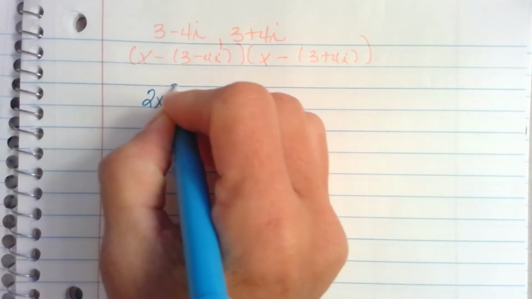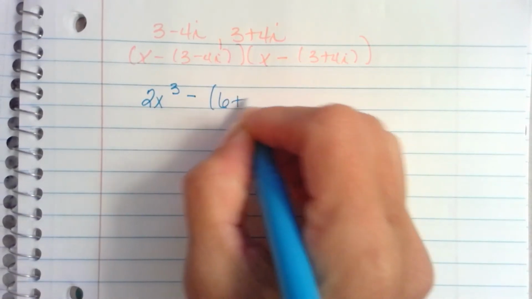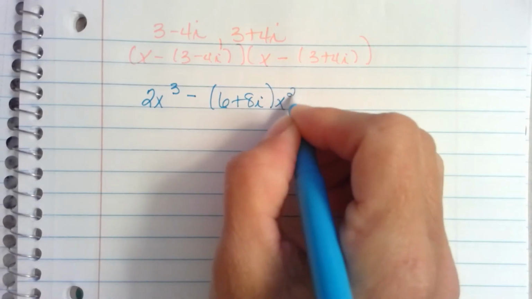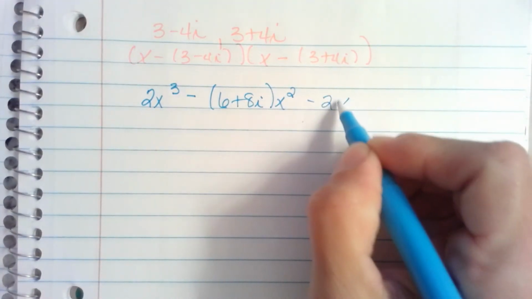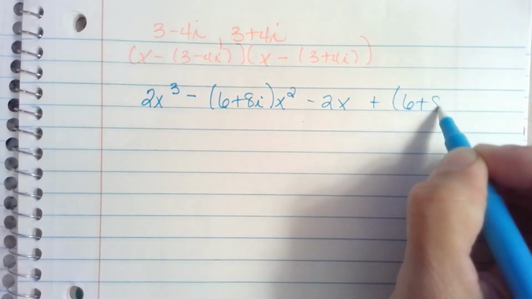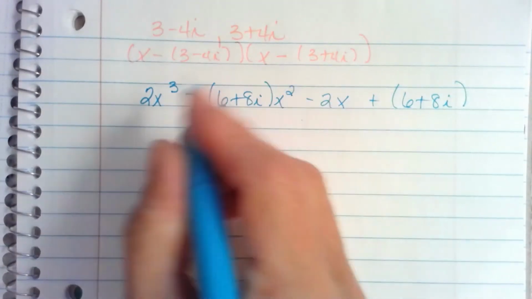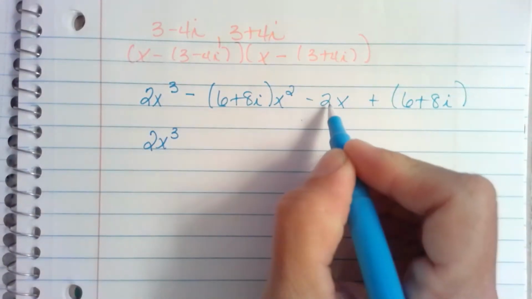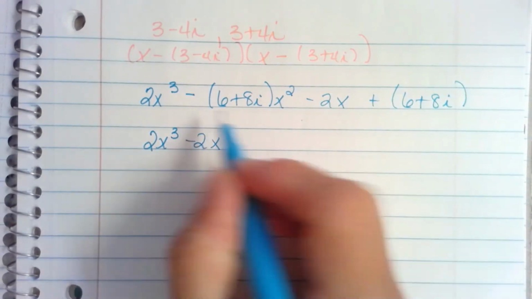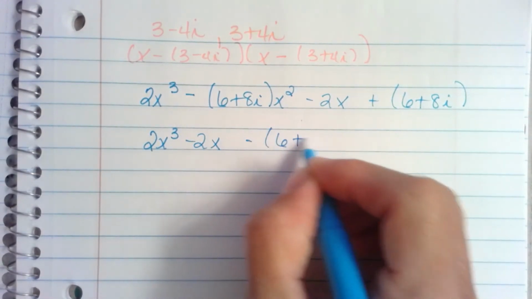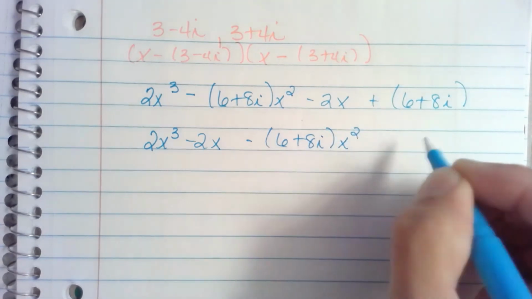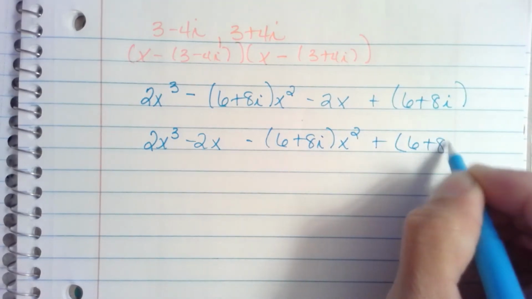2x cubed minus 6 plus 8i x squared minus 2x plus 6 plus 8i. That was our polynomial that we needed to factor, and it does have some imaginary or complex coefficients. So what we want to do is rearrange it. So we have 2x cubed, I'll bring this one over, so minus 2x, and then I'll put this one: minus 6 plus 8i x squared, and then plus 6 plus 8i.